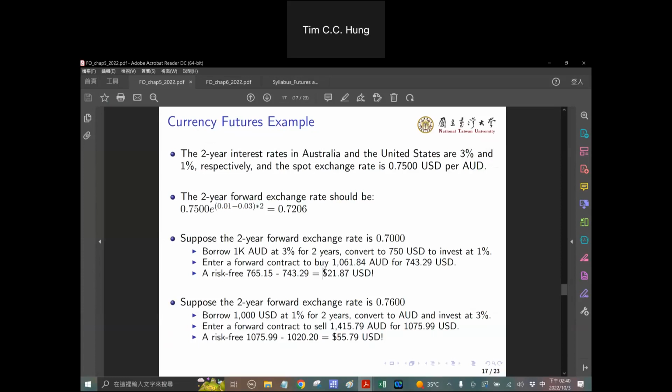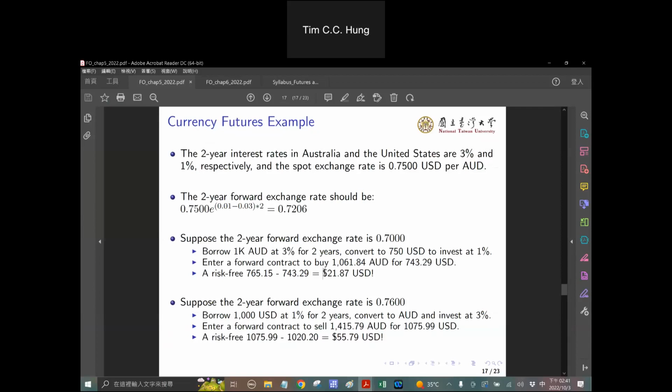Now let's take a look at the second example. In the second example, the forward exchange rate is overvalued. It's too much. One Australian dollar is worth 76 US cents in 2 years, which is not right according to our calculations. So we want to take advantage of this pricing, and we want to take exactly the opposite direction.